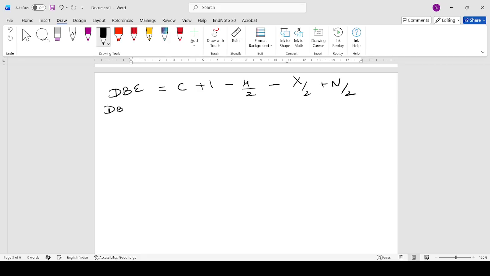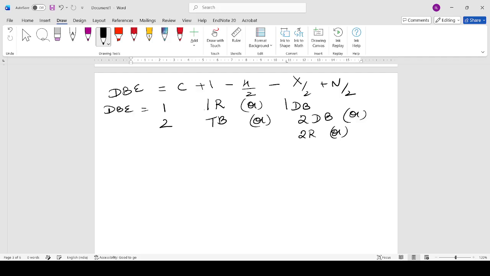So if I find the DBE value is 1, it means it could have either one ring or one double bond. If the value is 2, I can understand either it could be a triple bond or two double bonds are there or two rings are there or one double bond and one ring is here. Like that I can understand.